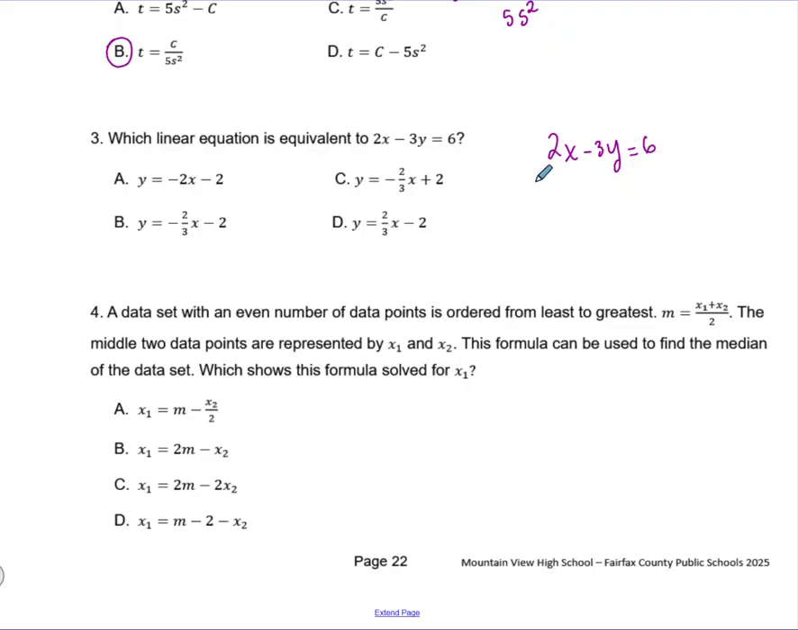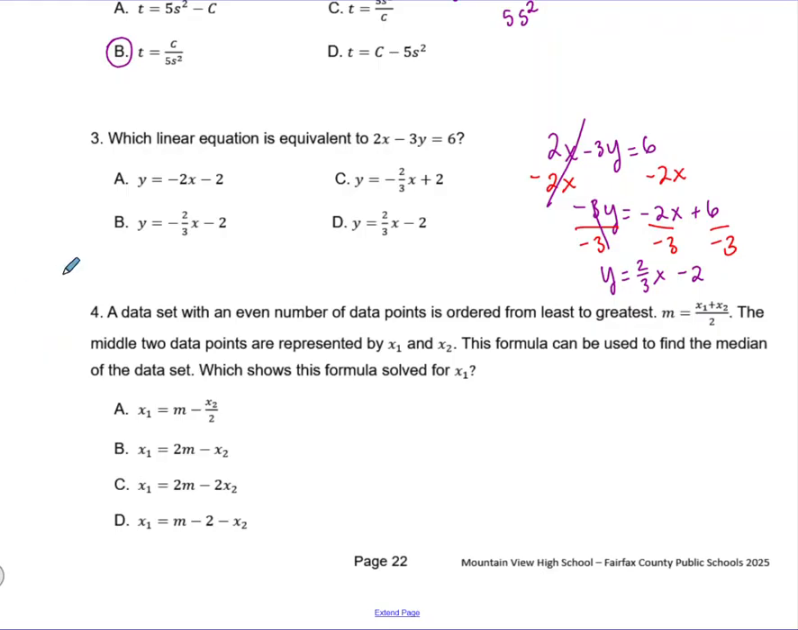So the first step here would be to subtract 2x on both sides, and then you'd have negative 3y equals negative 2x plus 6, and then we can divide by negative 3 on everything, and then you would have y equals, so negative 2 divided by negative 3, the negatives go away, so you just have 2 over 3 x, and then 6 divided by negative 3 is negative 2.